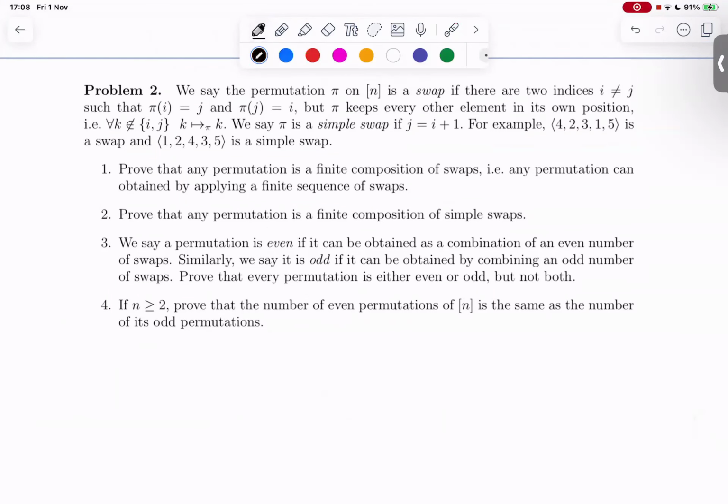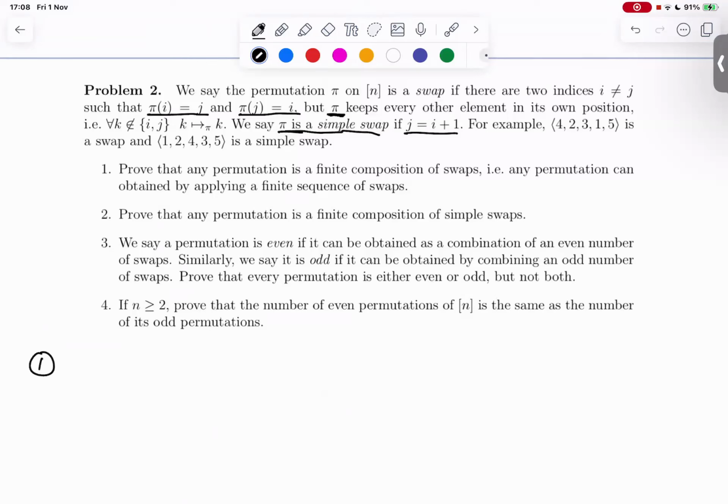Okay, for problem 2, we say that a permutation on a set n is a swap if there are 2 indices i, which is not equal to j, such that permutation of i is equal to j, and then permutation of j is equal to i. And for all the other elements, it remains the same in its original position. And we say that it's a simple swap if j is the next element of i.